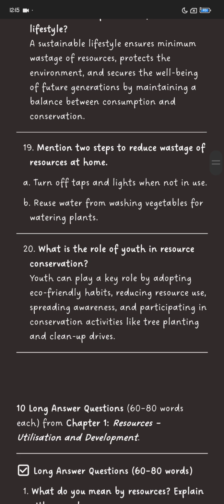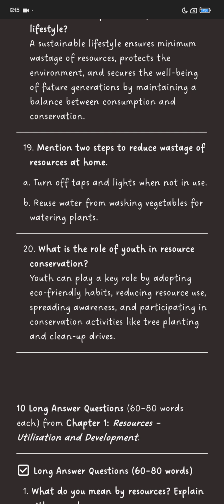Mention two steps to reduce wastage of resources at home. Turn off taps and lights when not in use. Reuse water from washing vegetables for watering plants.